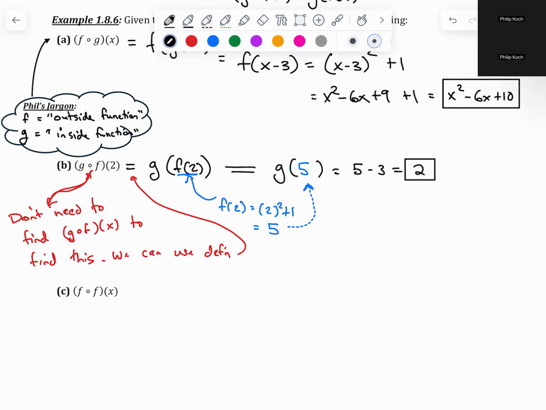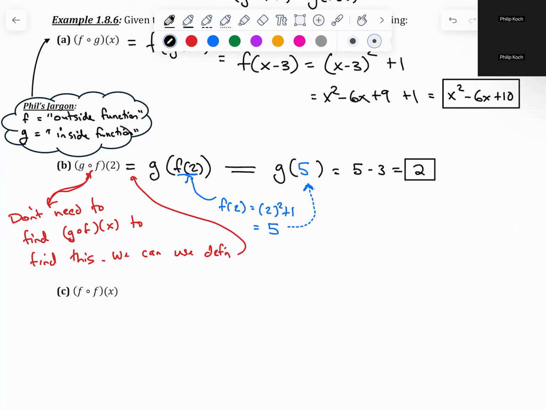Yes. So the 2 is just going to be in place of the x for the f function. Okay, and then we're just plugging that into the g function afterwards. Yes. Okay. So it's this systematic thing. In this case, first we plug it into f, then we get that result, then we plug that into g.